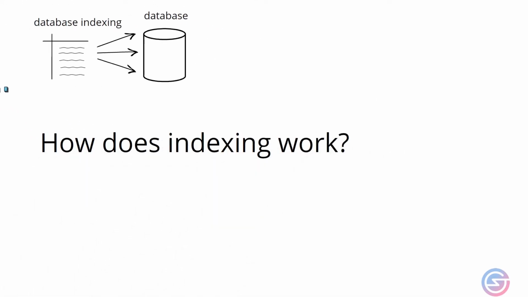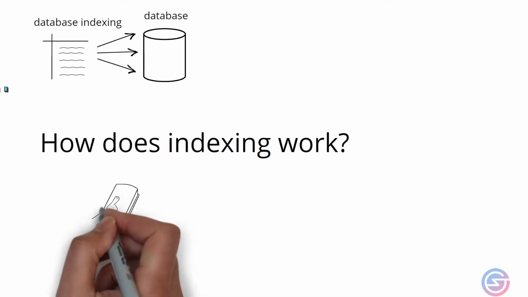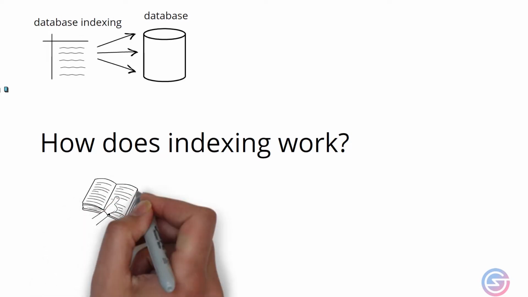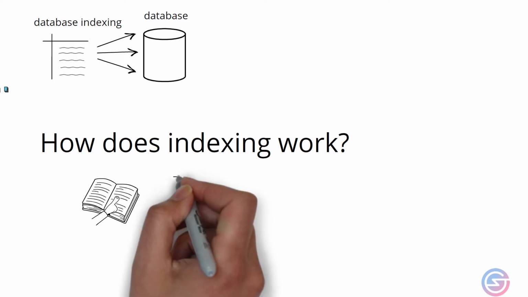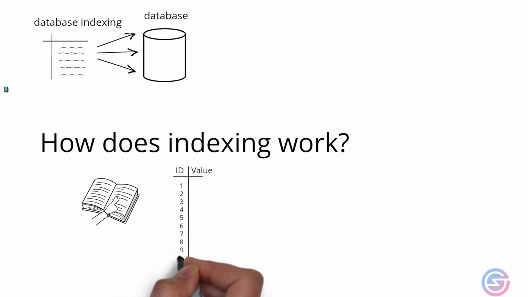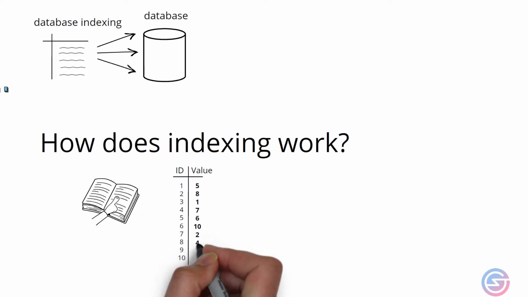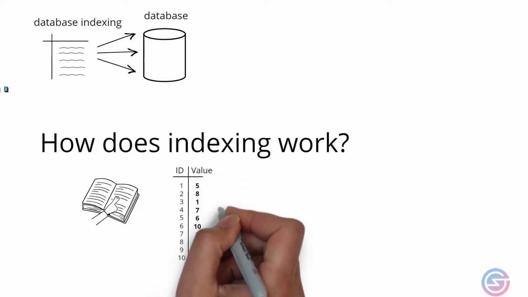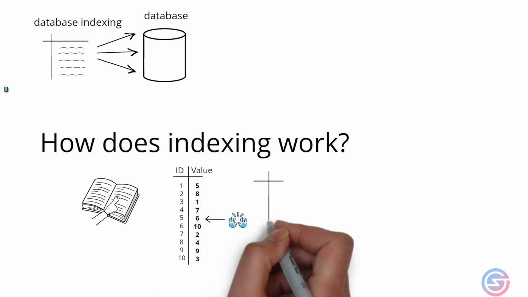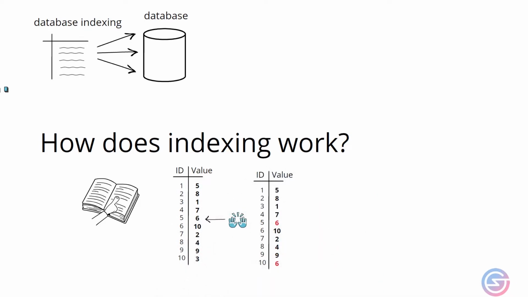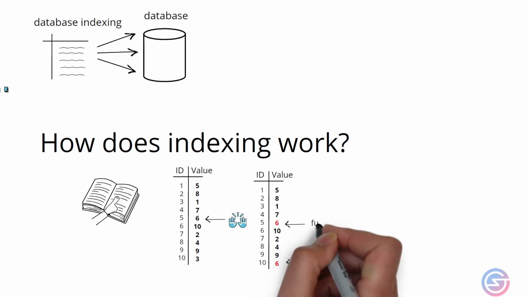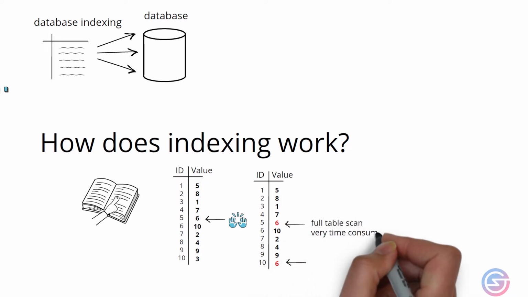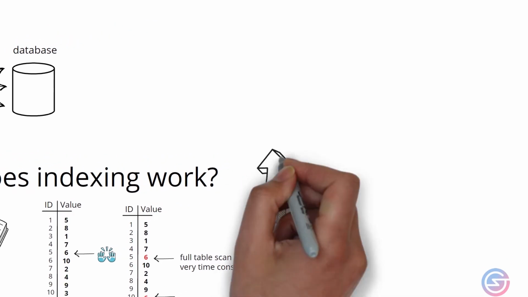How does indexing work? The book analogy explains indexing at a high level, but to understand indexing at a deeper level, let's imagine a simple database full of numbers 1 through to 10 in random order. To search for a number such as 6, the most basic search would be to go through each record one by one until the number is found. If there are multiple occurrences, then the entire table needs to be checked, and this is called a full table scan and is generally very time-consuming or expensive in tech lingo.